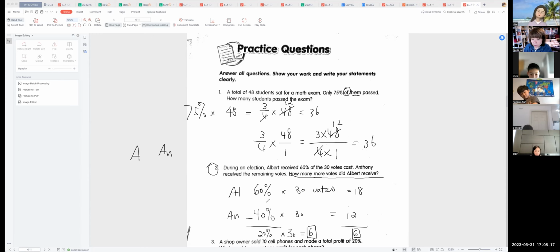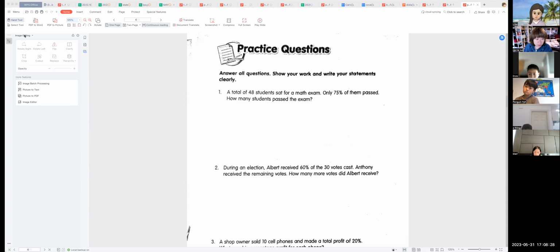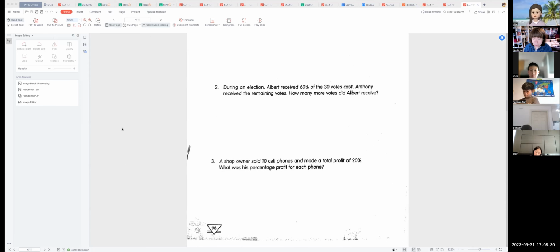Okay, so I'm not going to explain. If you don't know how to do 60% times 30, you don't want to use a fraction, you can also use a decimal. So 0.6 times 30 equals 18 as well. Okay, so that's the same thing. So everybody, we're going to move forward to number 3, okay?